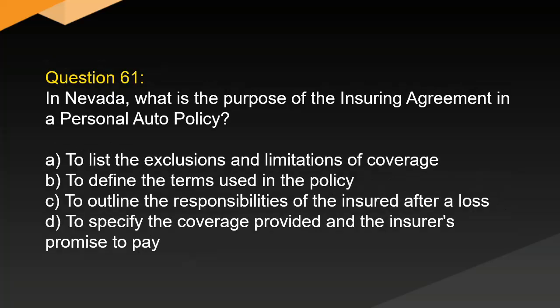Question 61. In Nevada, what is the purpose of the insuring agreement in a personal auto policy? A. To list the exclusions and limitations of coverage. B. To define the terms used in the policy. C. To outline the responsibilities of the insured after a loss. D. To specify the coverage provided and the insurer's promise to pay.